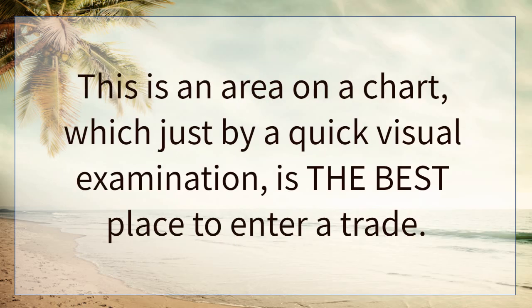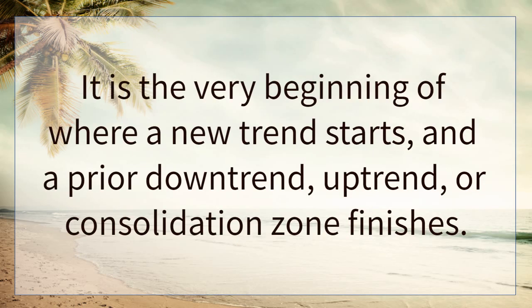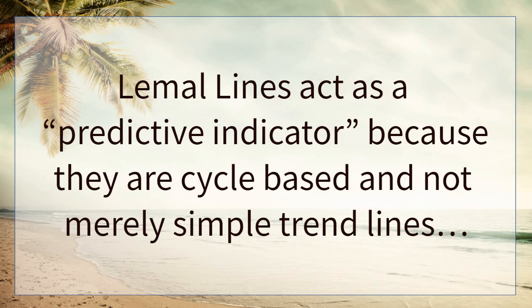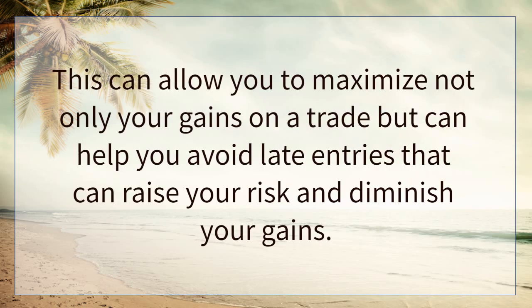This is an area on a chart which, just by a quick visual examination, is the best place to enter a trade. It is the very beginning of where a new trend starts and a prior downtrend, uptrend, or consolidation zone finishes. Lemmel lines act as a predictive indicator because they are cycle-based and not merely simple trend lines. This can allow you to maximize not only your gains on a trade, but can help you avoid late entries that can raise your risk and diminish your gains. Let me expound on this.